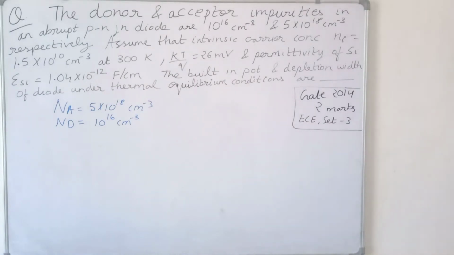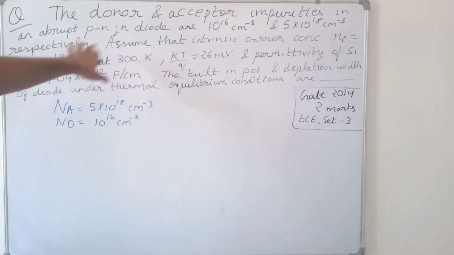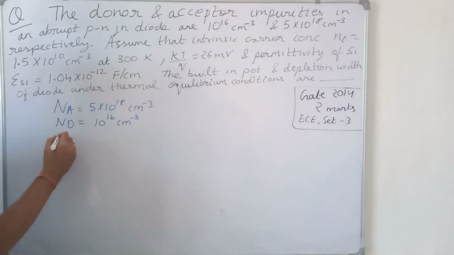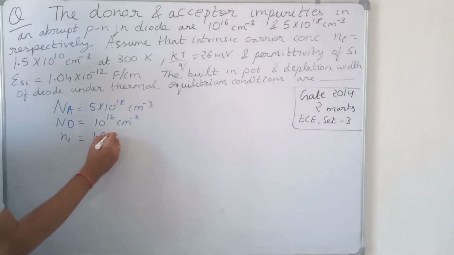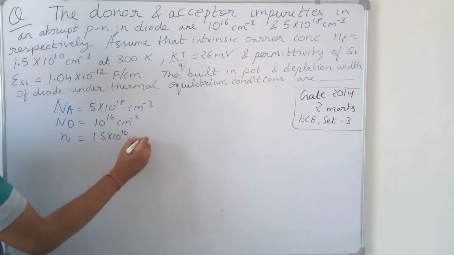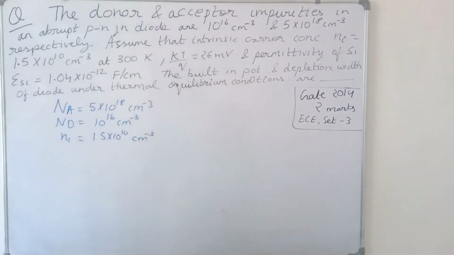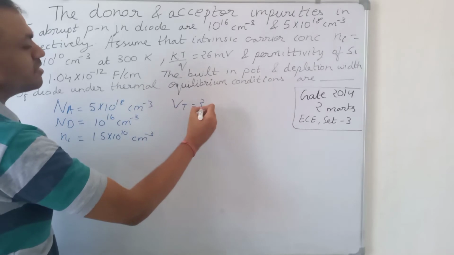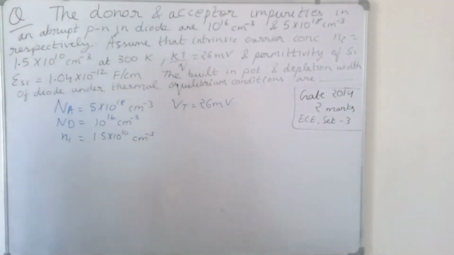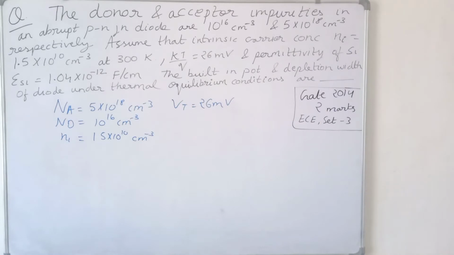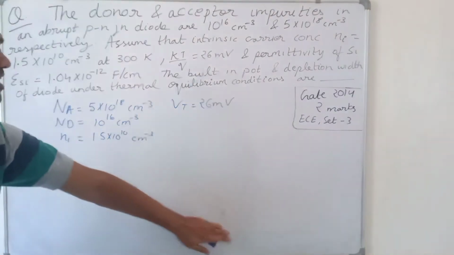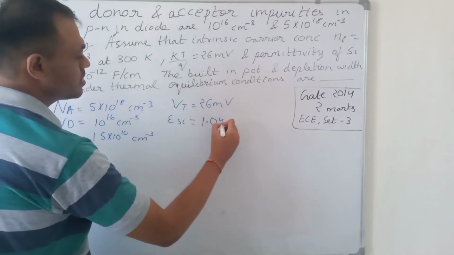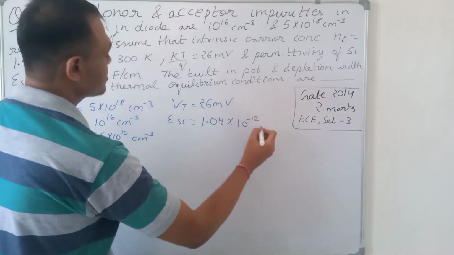So assume that intrinsic carrier concentration Ni is equal to 1.5 into 10 to power 10 per centimeter cube. So Ni is given as 1.5 into 10 to power 10 per centimeter cube, that is centimeter to the power minus 3. And kT by q is given as 26 millivolts. So thermal voltage is 26 millivolt. This we all know, that thermal voltage is 26 millivolt at room temperature 300 Kelvin. Also permittivity of silicon is given: epsilon of Si is equal to 1.04 into 10 to power minus 12 farad per centimeter.